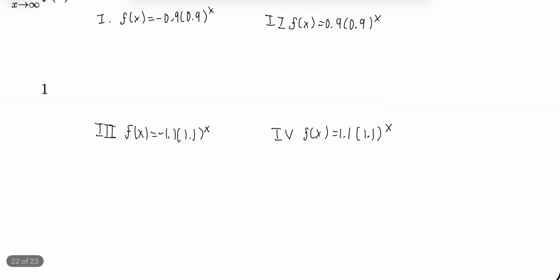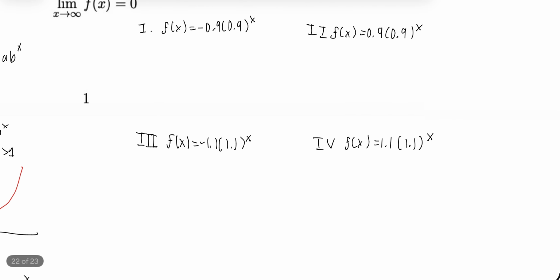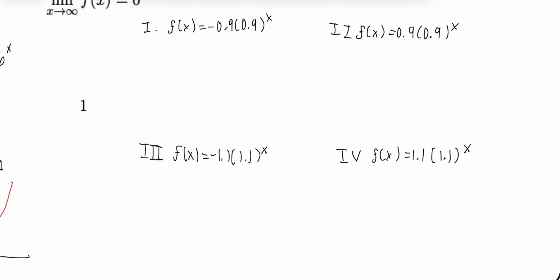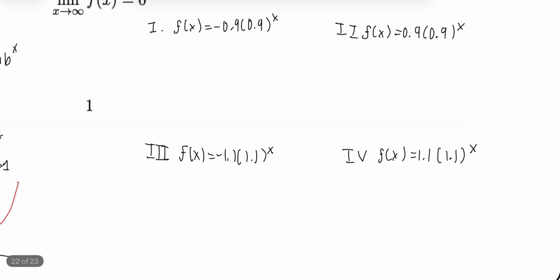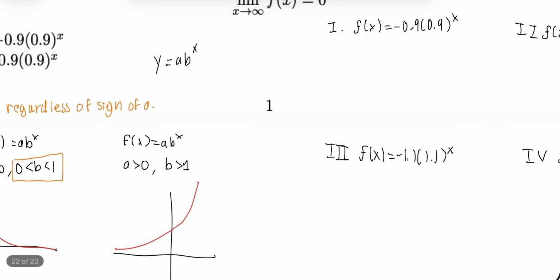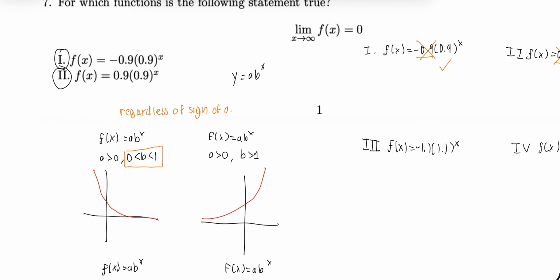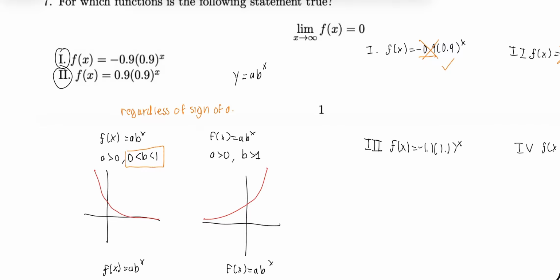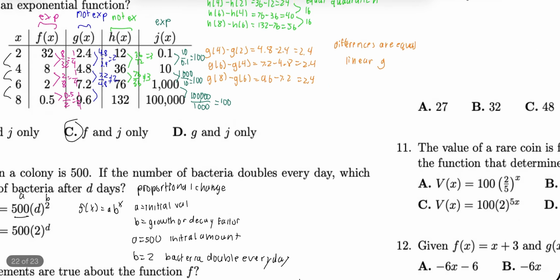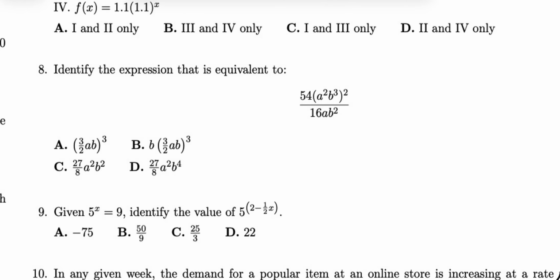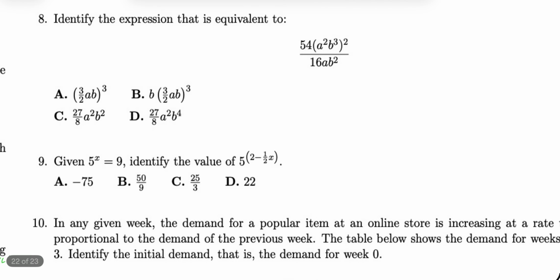So that means that for our first option here, f of x is equal to negative 0.9 times 0.9 to the power of x, and also for option 2, f of x is equal to 0.9 times 0.9 to the power of x, these are statements for which this statement is true because we don't care about the beginning part. Who cares? We only care about this middle part. This is in between. So those two match. So only 1 and 2. So for our next question, they're actually over here. So that was just option A.